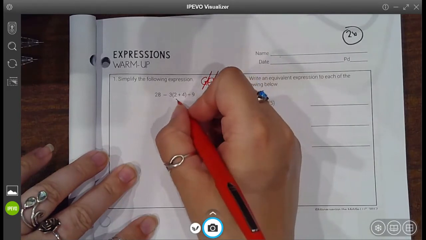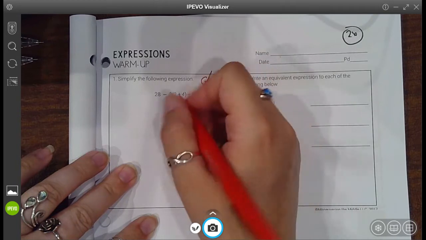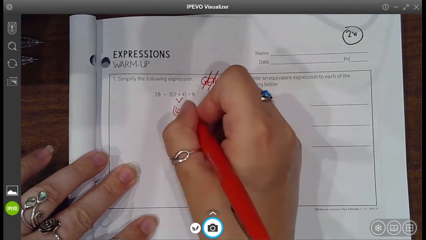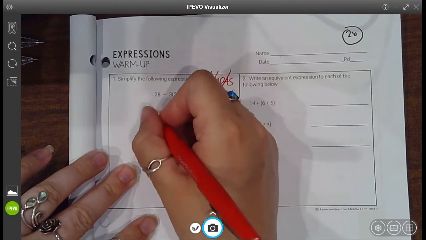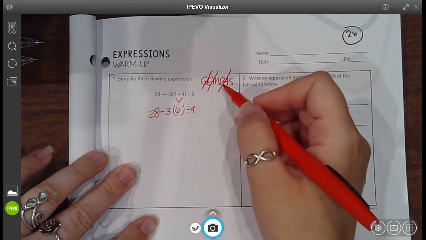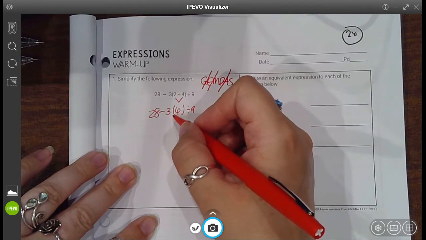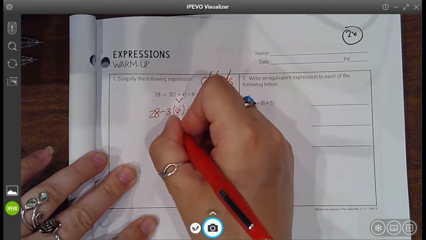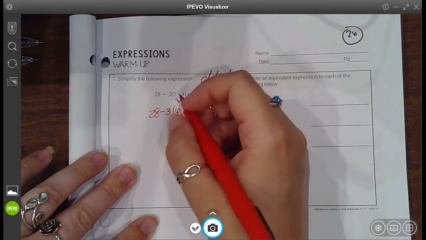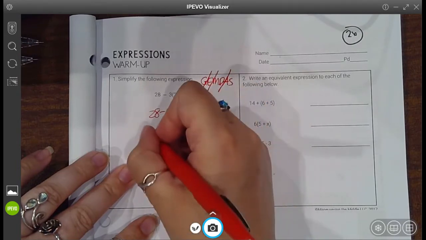Okay, I do see parentheses, so let's simplify that first. 2 plus 4 is 6. Bring everything else down. Parentheses are down to a single number. There are no exponents, multiplication or division. When you have a number touching a parentheses with no signs between it, that means those are being multiplied. So 3 times 6 is 18, divided by 9, minus 28.